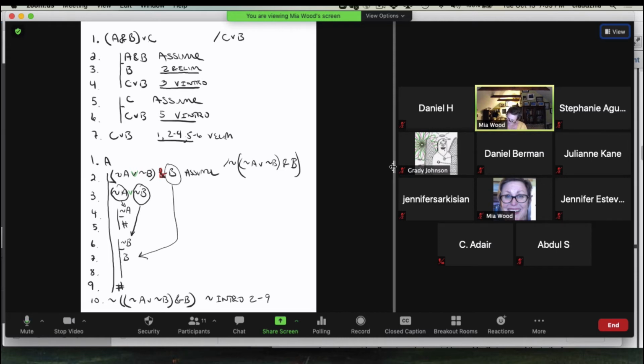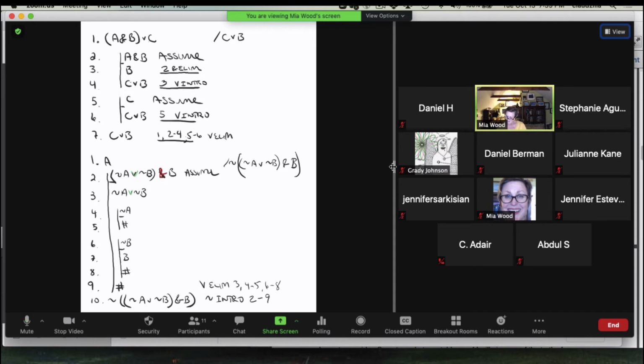And then at line 8, I've got my contradiction. And notice what's happened. So let me go ahead and do a little erasing here so it doesn't get too messy. Notice that from my assumption, right, I've derived from each side of my assumptive step, I've derived a contradiction. And so I exit disjunction elim. Disjunction elim 3, 4 to 5, 6 to 8.